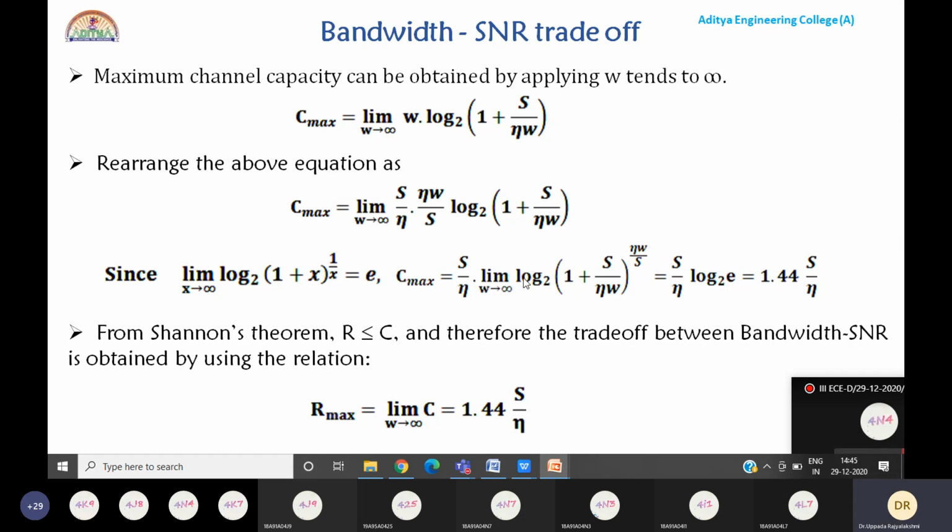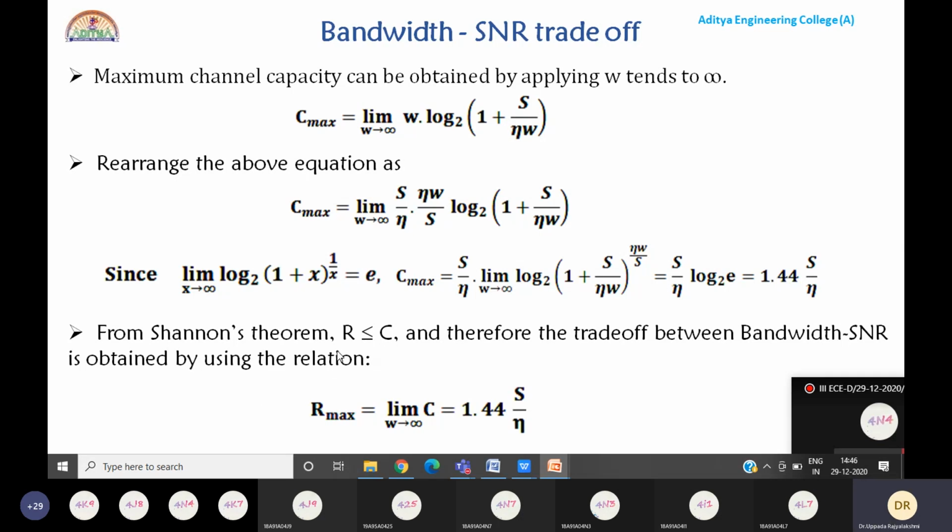So now this is in the form of limit x tends to infinite log 1 plus s by eta omega whole power 1 by s by eta omega. Now I can replace this whole as some e. So we can get it as log e base 2. So s by eta into log e base 2. Now this log e base 2 value is log e by log 2. You can get it as 1.44 s by eta.